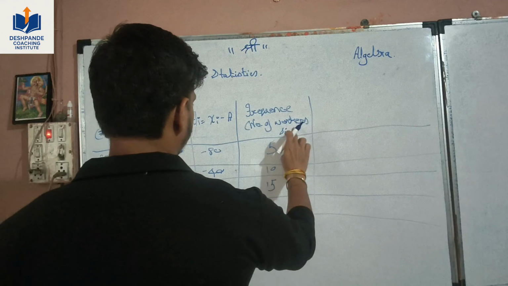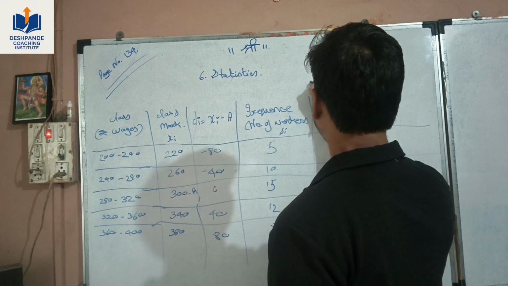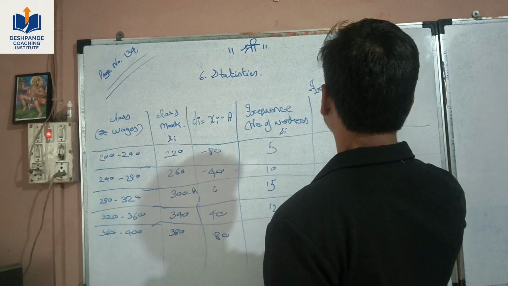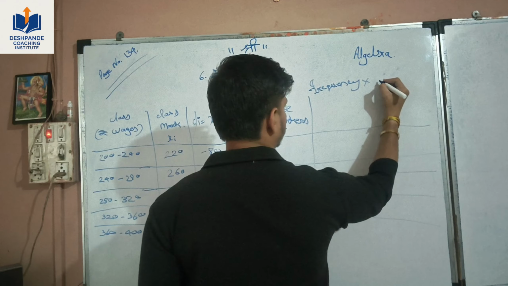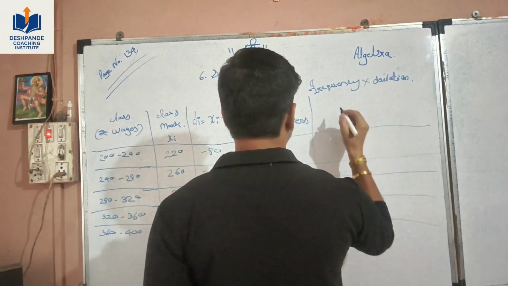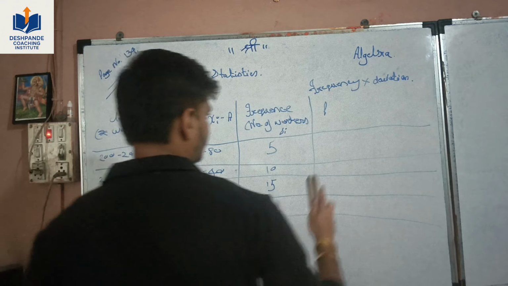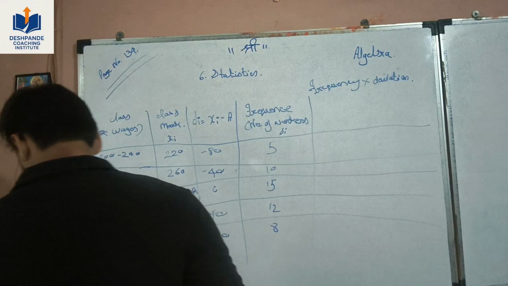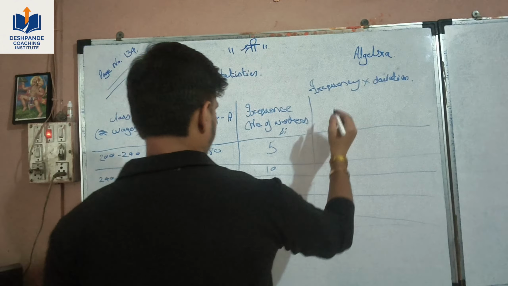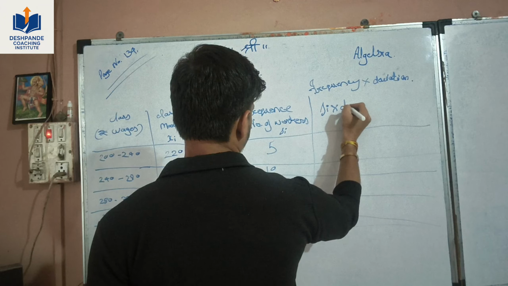So what is the last? Frequency into deviation. So frequency means Fi into Di. So frequency into deviation. So we can denote it by Fi into Di.